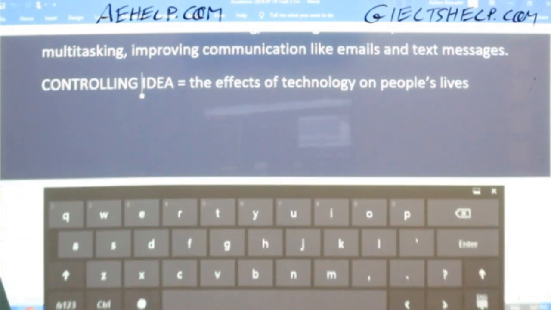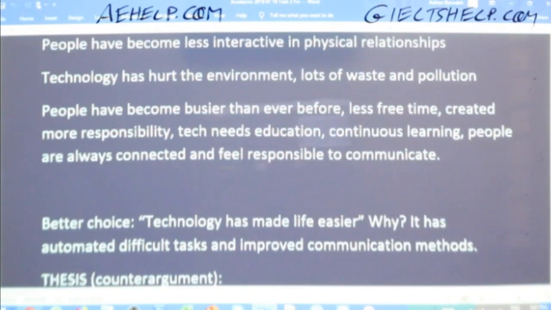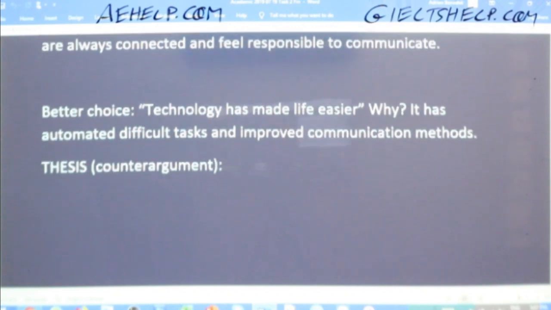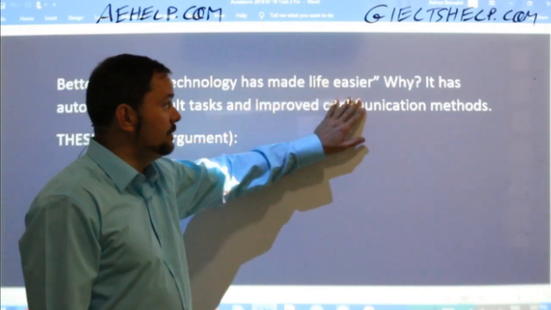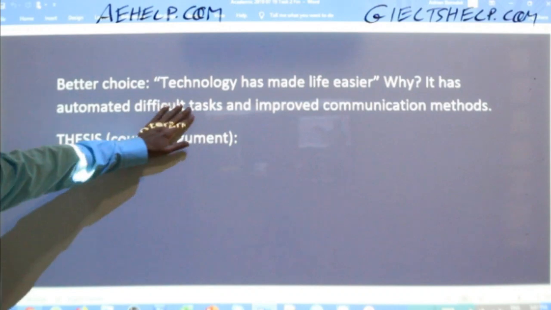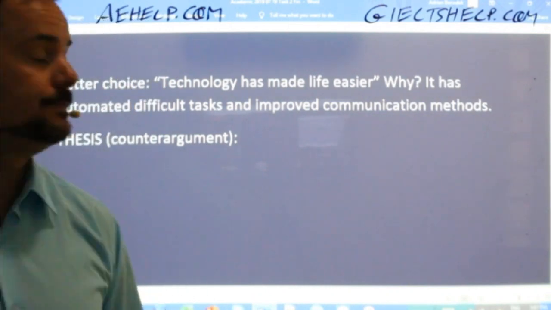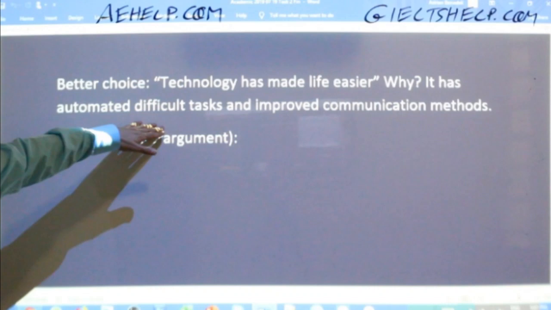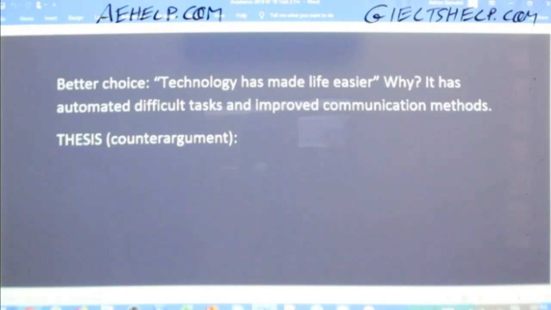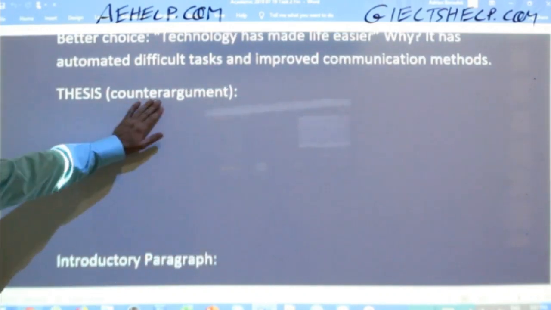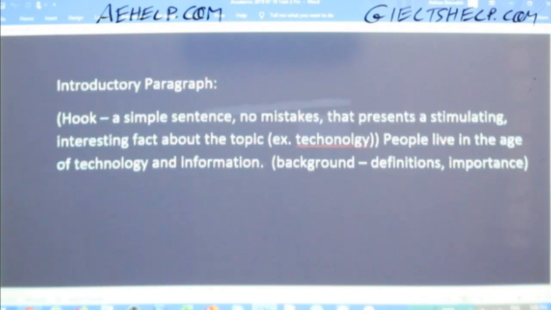So after we did our planning, we came up with our choice. We chose that technology has made life easier. Why? Because it has automated difficult tasks and improved communication. So technology has made life easier. Why? Because difficult jobs are now automatic and we can communicate better. That's why. Then we created the counter-argument thesis. The thesis is very important for the essay, and we wrote the introductory paragraph.